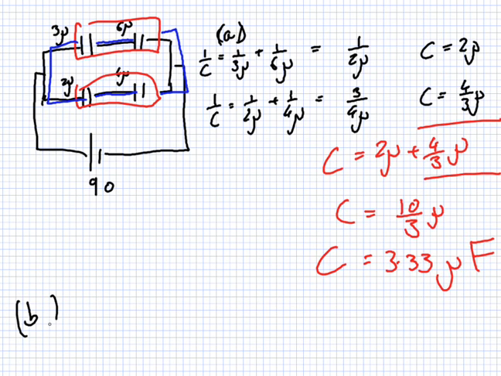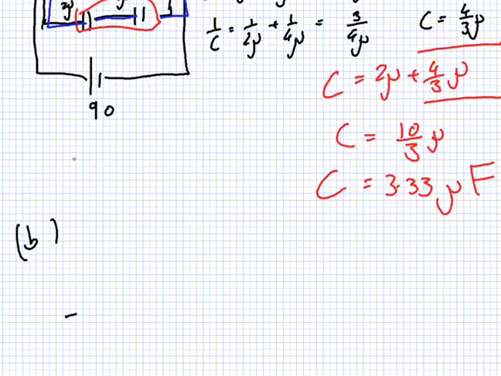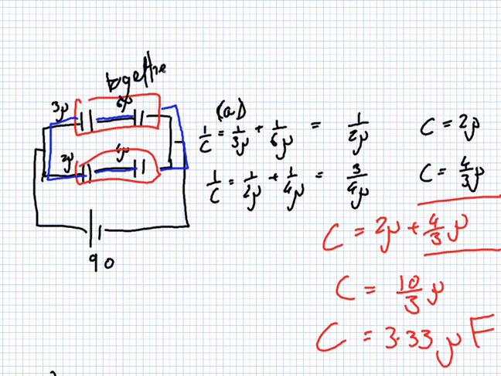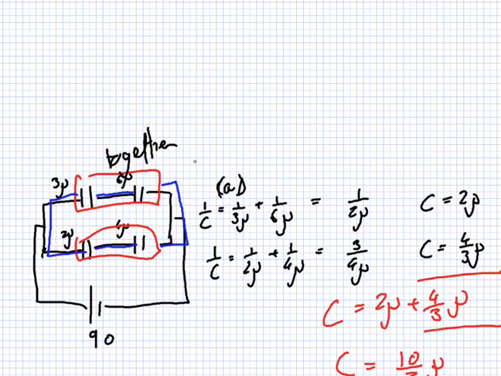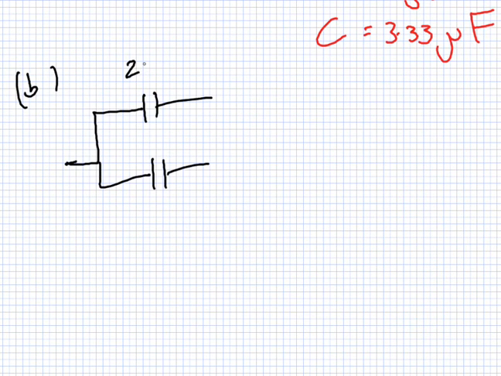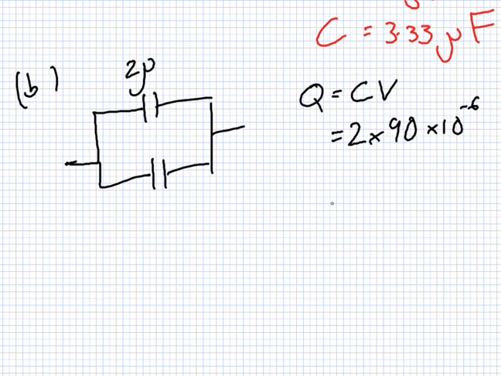Okay. The charge on each capacitor. Now this one's a little bit tricky. First thing I need to do, can I scroll down a little bit? So what I'll do first is put the two of these together. So it's like this, one here and one here. We said the top is 2 and the bottom is 4 over 3. So this one here is 2 micro. The charge here is Q equals CV, isn't it? 2 times 90 times 10 to the minus 6. So that's 180 microcoulombs.